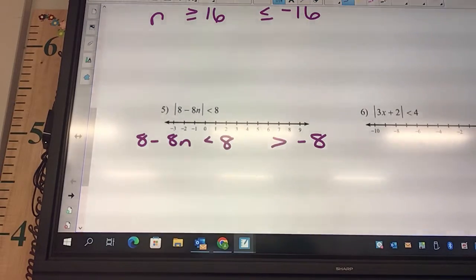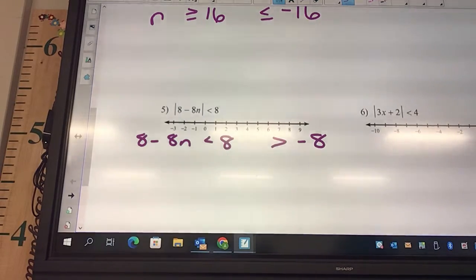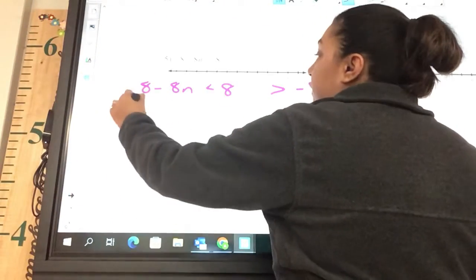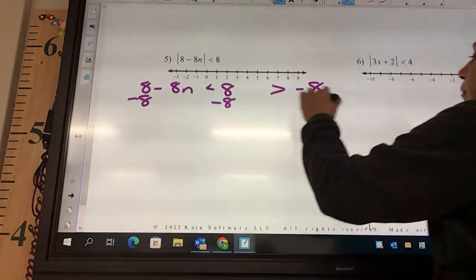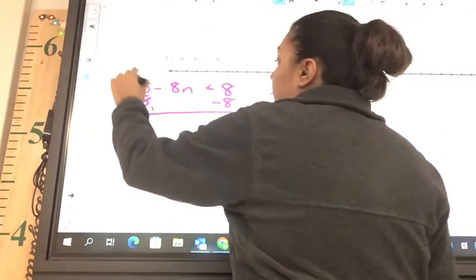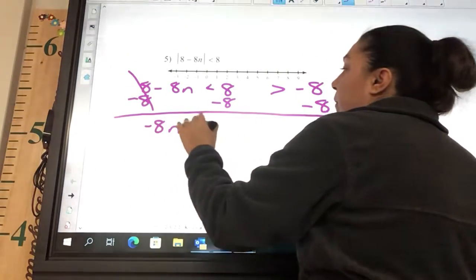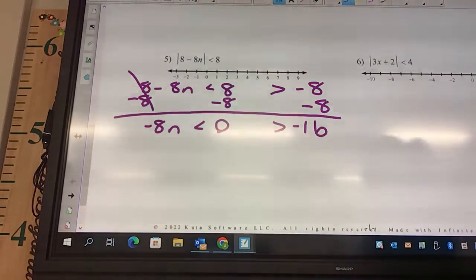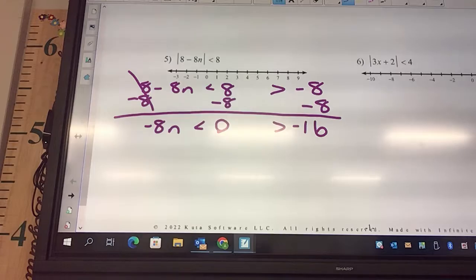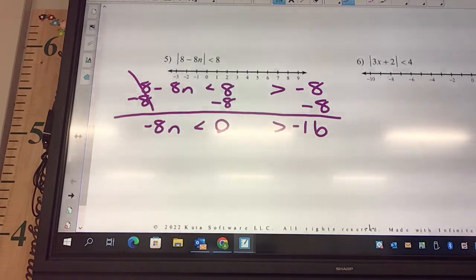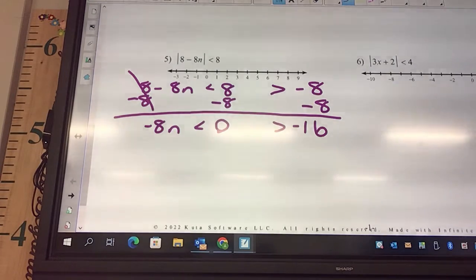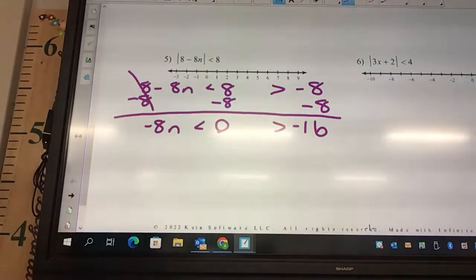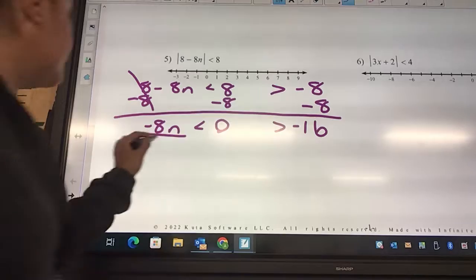Okay, what needs to move first? Minus 8. So I'm going to say minus 8, minus 8, minus 8 on all the pieces. So I got negative 8n, it's going to be 0, and negative 16. Okay, and then what? Divide by negative 8.